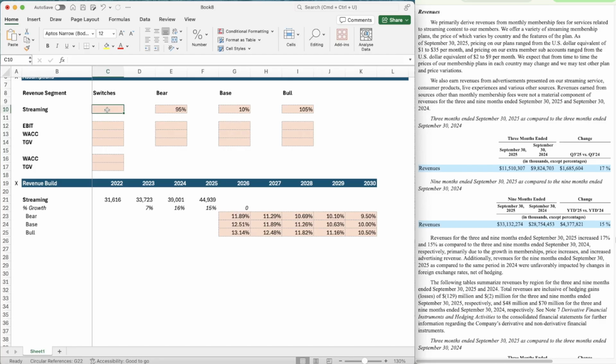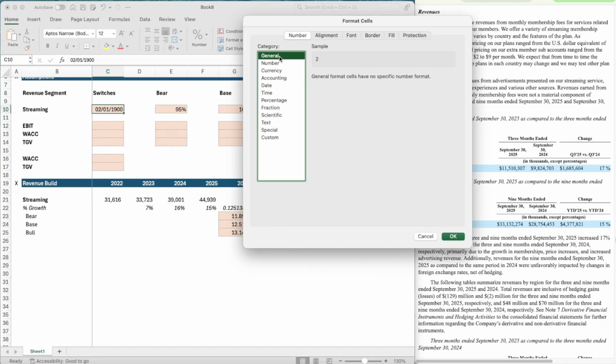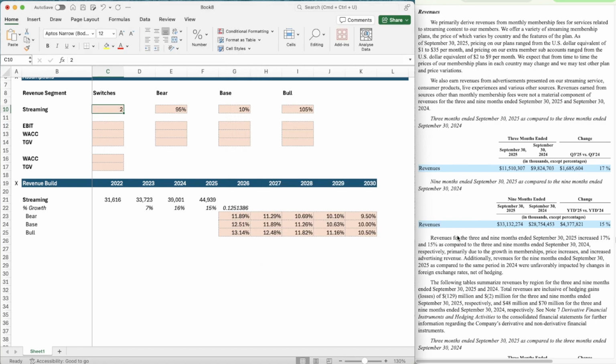What we need to do in here is put a number between 1 and 3: 1 being the bear case, 2 being the base, and 3 being the bull. We're going to leave it on the base case. So as you can see, it replicates this one. If we go to 1, you can see it changing. 3, it changes. Just need to format it into a percentage, and there we have it.